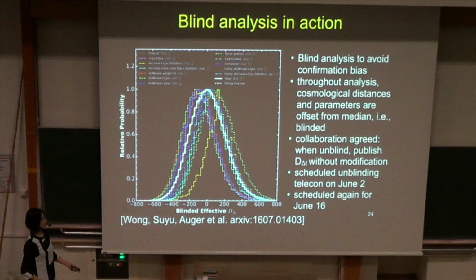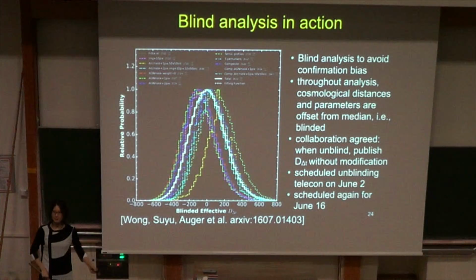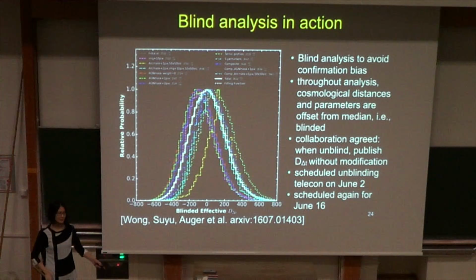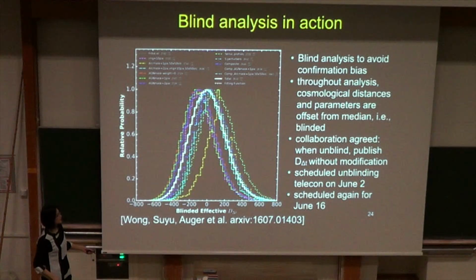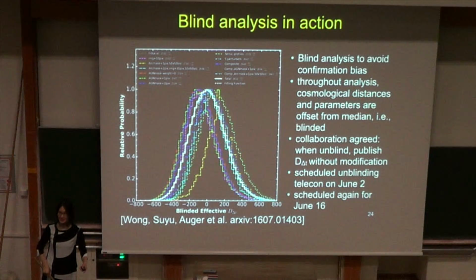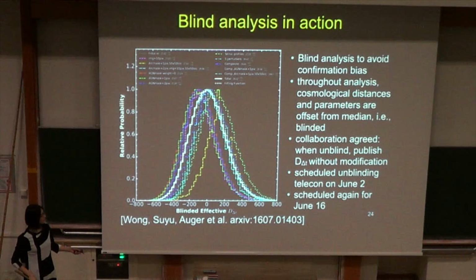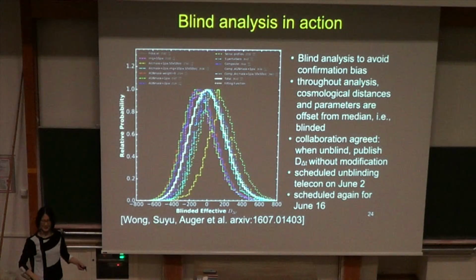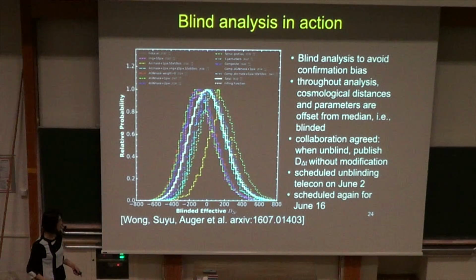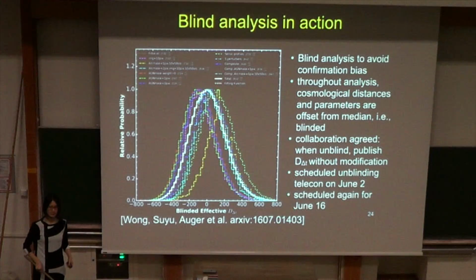So the collaboration agreed that when we unblind, we would publish our time delay distance without modification. So this was very stressful because we need to make sure that we don't make any mistakes in this analysis. Don't embarrass ourselves with a negative time delay distance, for example, when you unblind. And this took a lot of effort and time from the collaboration.